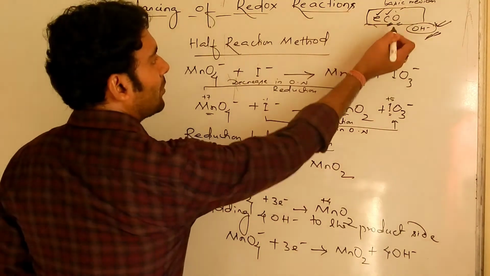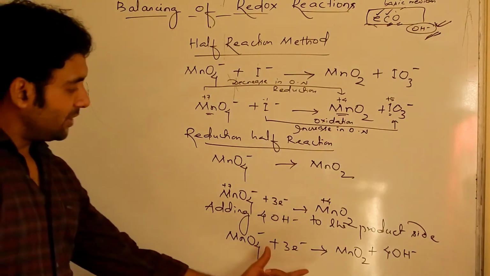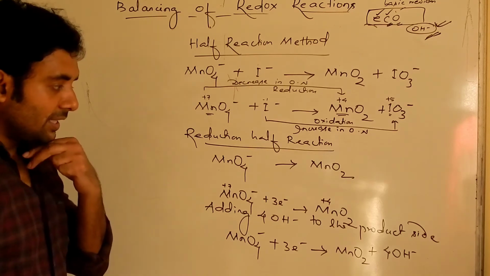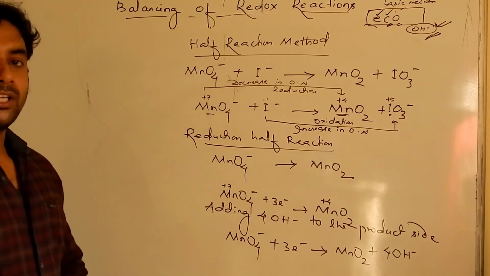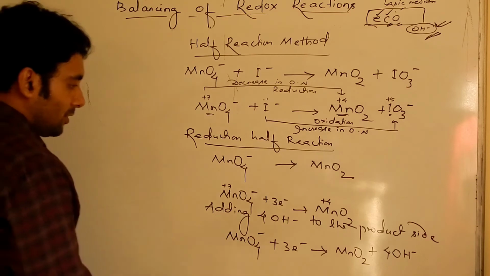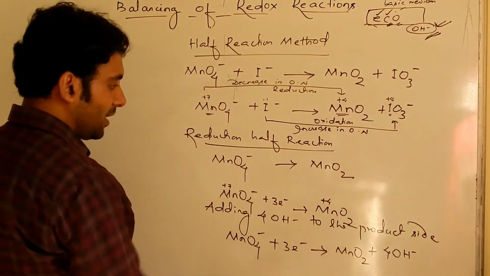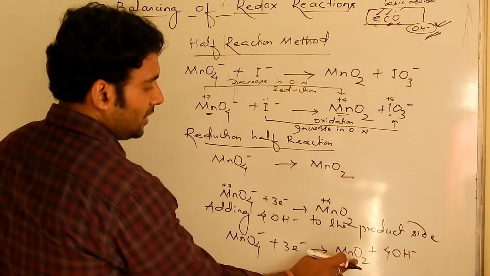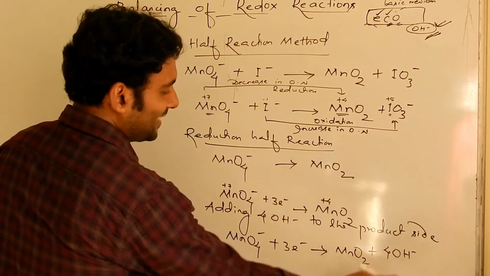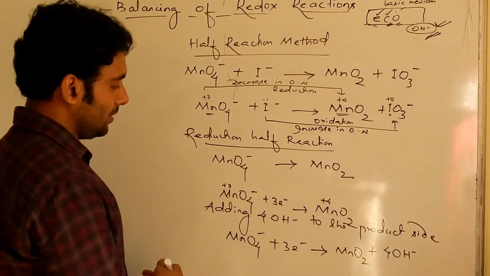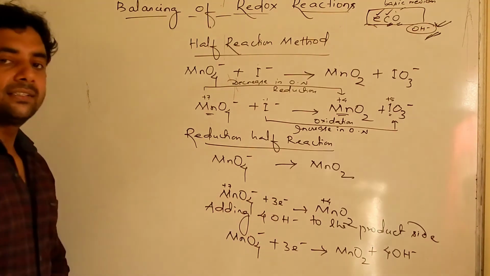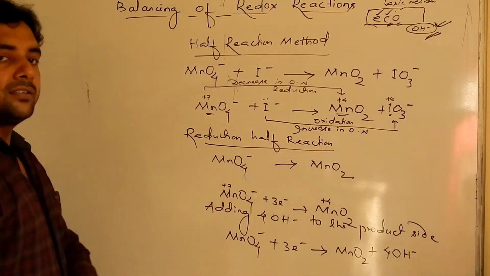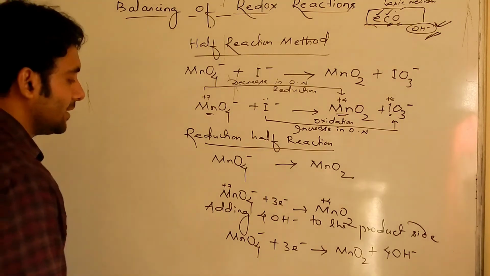The next step is to balance the equation by balancing the oxygen atoms. For balancing oxygen atoms, we have to add water molecules to the deficit side. So count the number of oxygen atoms in the reactant and the product side. In the reactant there are 4 oxygen atoms. In the product side, here 2, here 4. So in total there are 6 oxygen atoms on the product side. That means the reactant side has a deficit of 2 oxygen atoms. So that's why we have to add 2 water molecules on the reactant side.